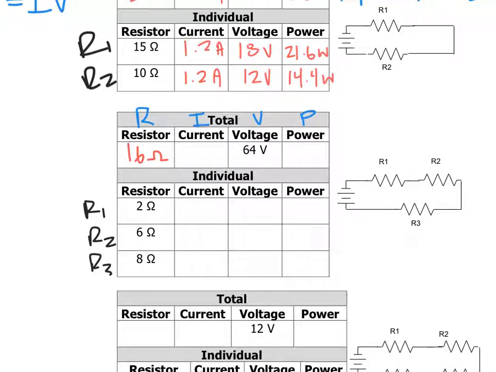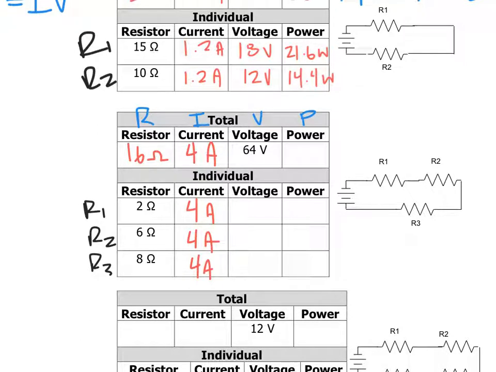Now I have voltage and I have resistance. And just like we calculated above, if I take voltage and divide it by resistance, I get I. So if I take 64 and I divide it by 16, I get 4. And according to my rules, current is constant in a series circuit, so I have 4 amps all the way down.